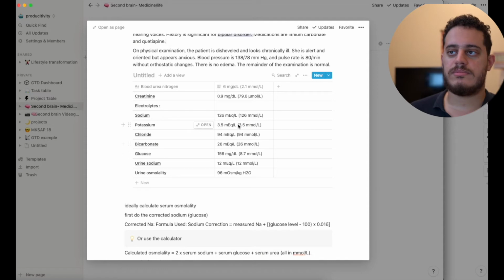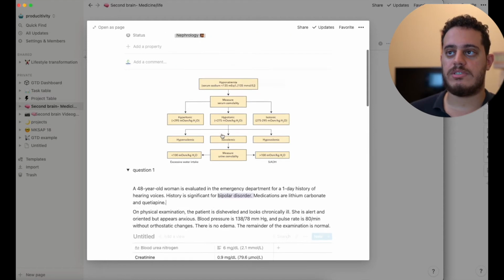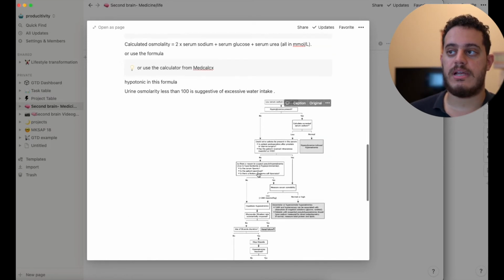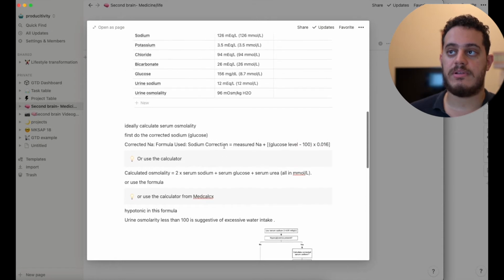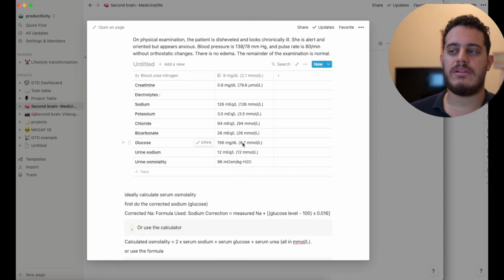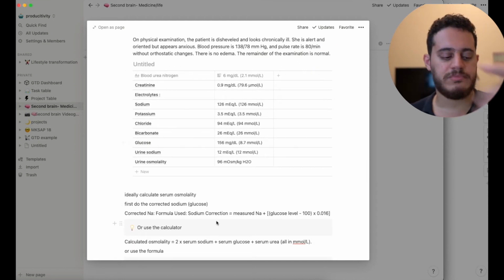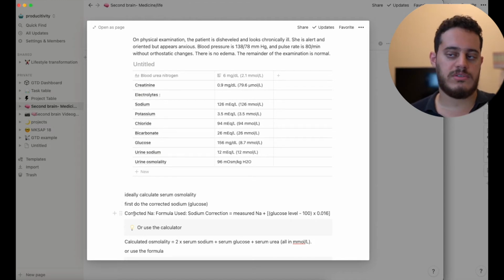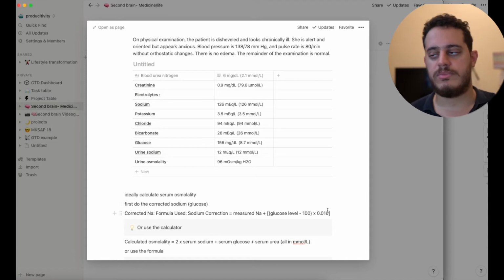What you want to do first, which is not mentioned here but is in the UpToDate algorithm, is see if there's hyperglycemia. Her blood sugars have been on the higher side. So you can use a formula to correct her sodium. You take the measured sodium, and use the glucose minus 100 times 0.016.